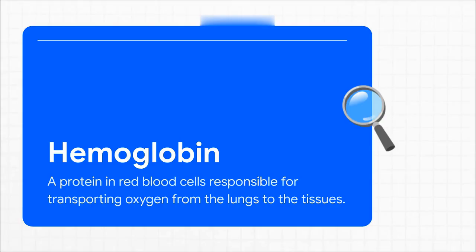Okay, so we all get that its main job is shuttling oxygen around, right? But, and this is super important, to really get a grip on how it works, and even more importantly what goes wrong in disease, we've got to understand how this taxi is built. So let's break down its structure step by step.